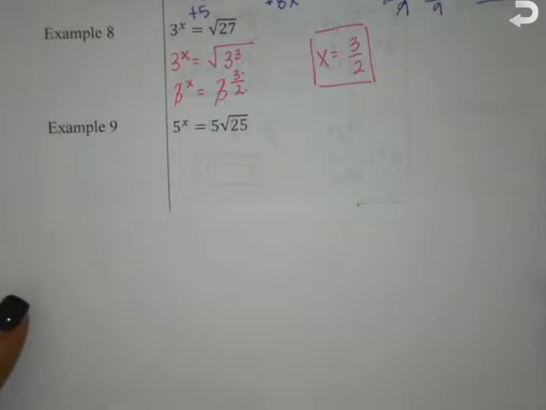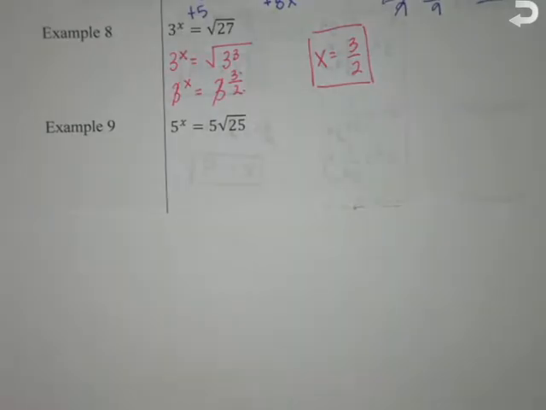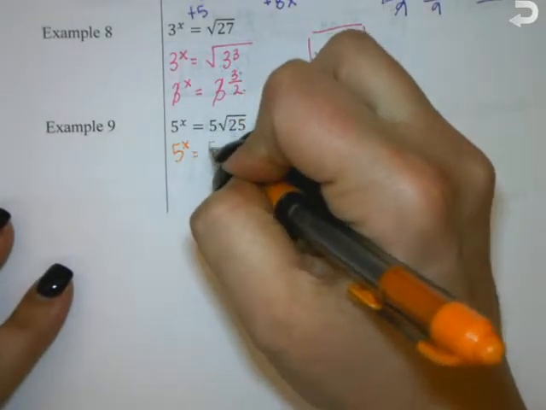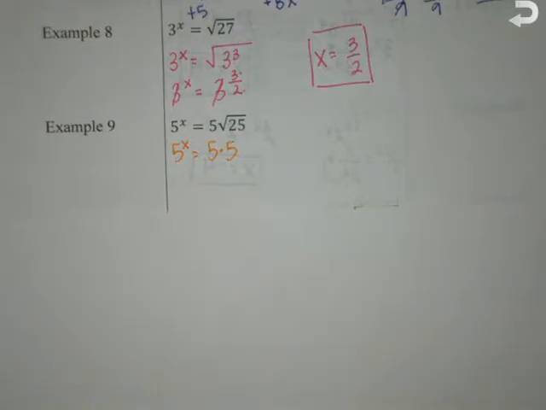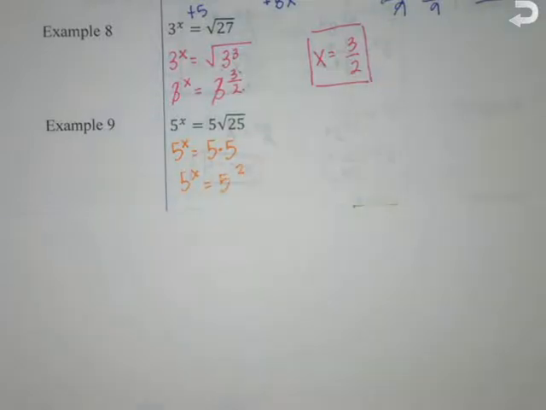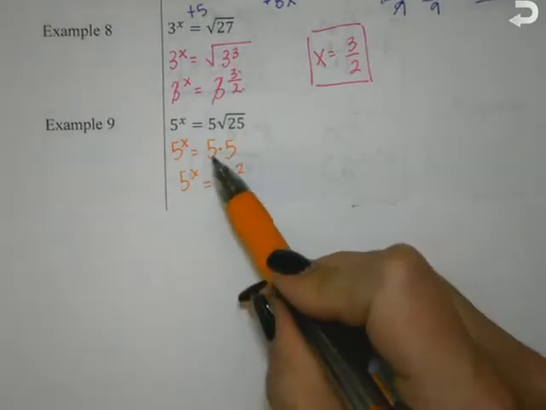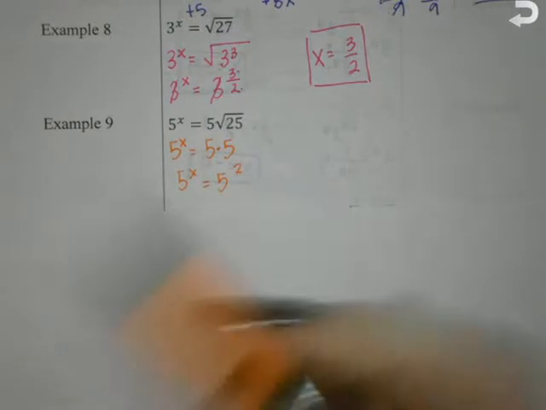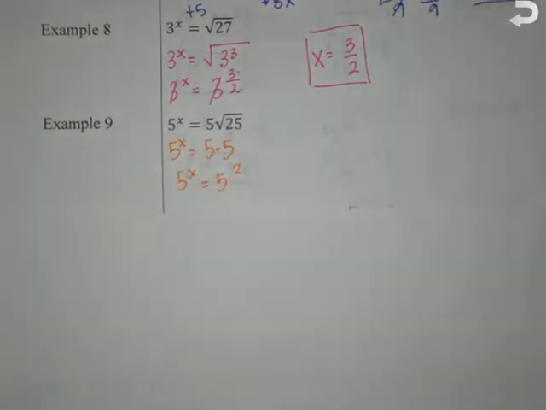5 to the x equals 5 times the square root of 25. Can we take the square root of 25, guys? What does it come out to? 5. So let's rewrite this as 5 to the x equals 5 times 5. So that gives me 5 to the x equals 5 to the what? 2nd. I have a lot of students that always forget this and they leave it as just 5 to the 1st. Remember that 5 is still there. So 5 times 5 gives me 5 to the 2nd power. Drop the bases and x equals 2.